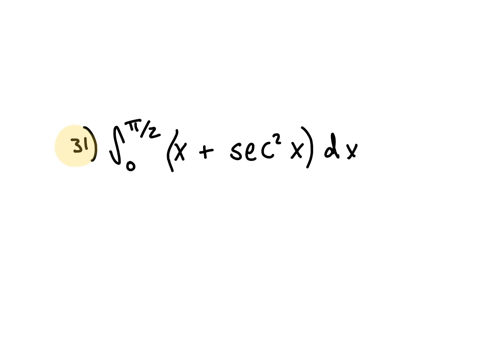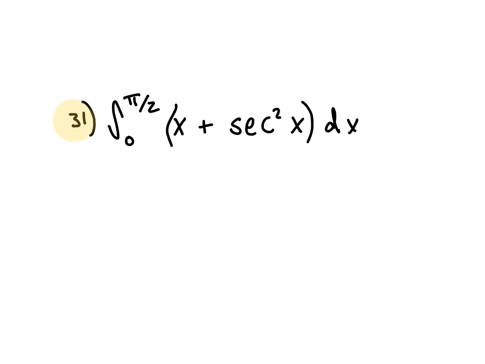So for 31, our trig function's being squared because the secant has the square. When I'm doing my integral, I want to integrate each one of these separately because I have a formula for secant squared. The antiderivative of secant squared is what? Which trig function, which derivative gives us secant squared?